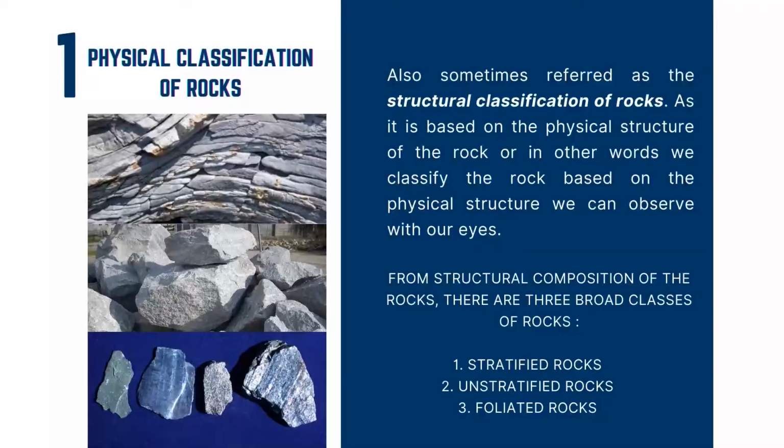Under the physical classification, we have three classes, namely stratified rocks, unstratified rocks, and foliated rocks. Meanwhile, under the chemical classification, we also have three classes, namely argillaceous, calcareous, and siliceous rocks. Lastly, under the geological classification, we have the three famous classes, namely igneous rocks, sedimentary rocks, and metamorphic rocks.